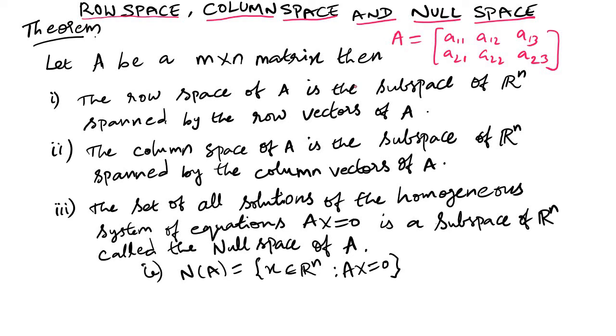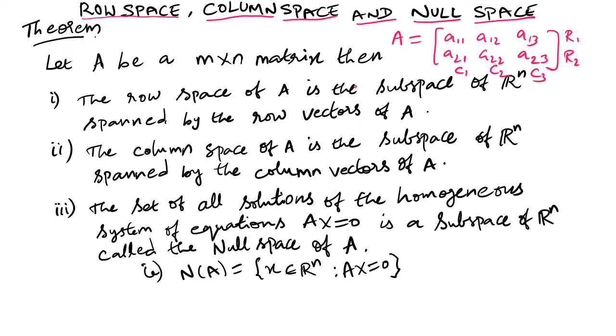Dear students, now we are going to learn how to find the row space, column space and null space for the given matrix A. Let us consider the matrix A having two rows and two columns. Here this is R1, R2 and column 1, 2, 3. Before going into the problem, you should know the theorem.